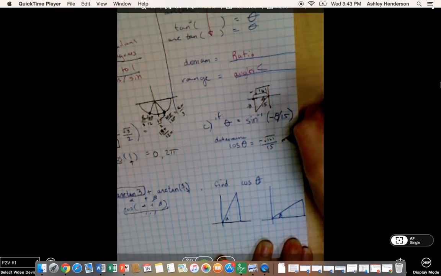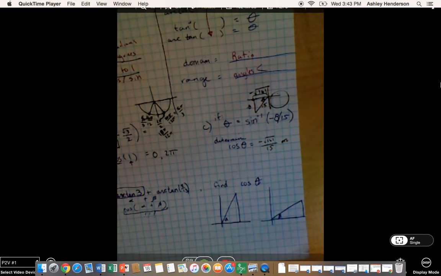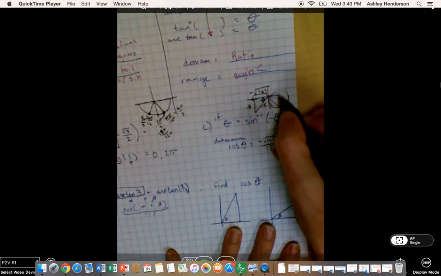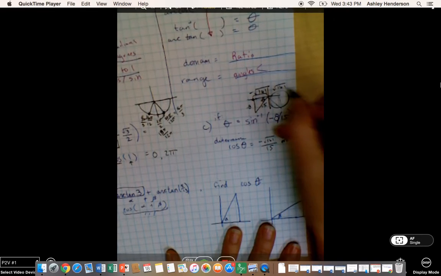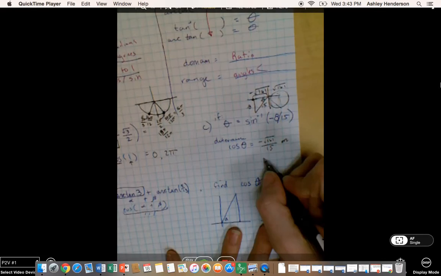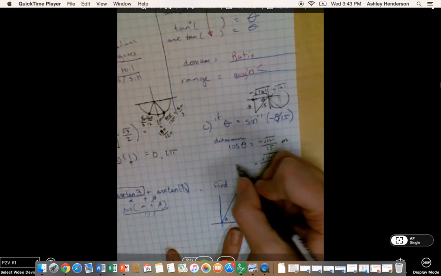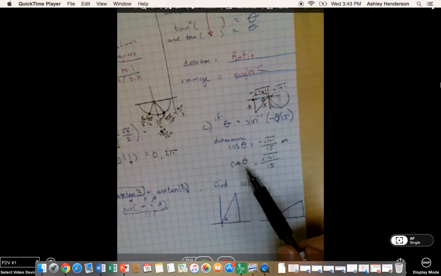Or if I'm looking over here in this quadrant, because that would also be negative 8/15, it could also be the same triangle reflected in this quadrant. The x value would be positive, so that'd be root 161 positive. So root 161 over 15 would be the other value for the cosine of theta. So most of these questions will have a limitation on what quadrant we're looking in.